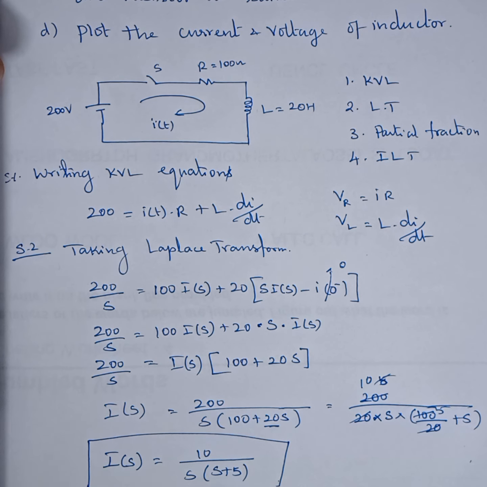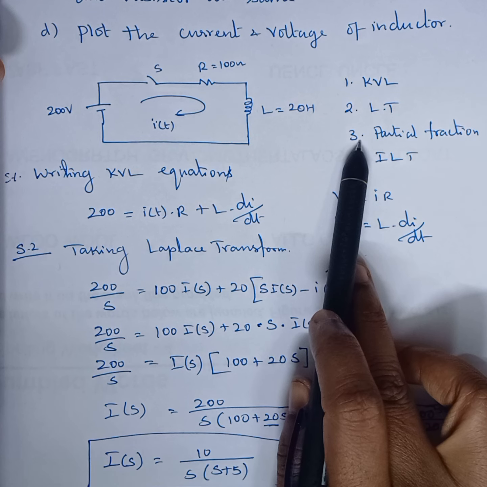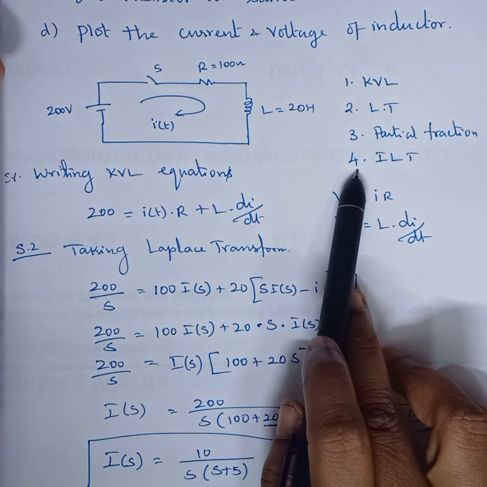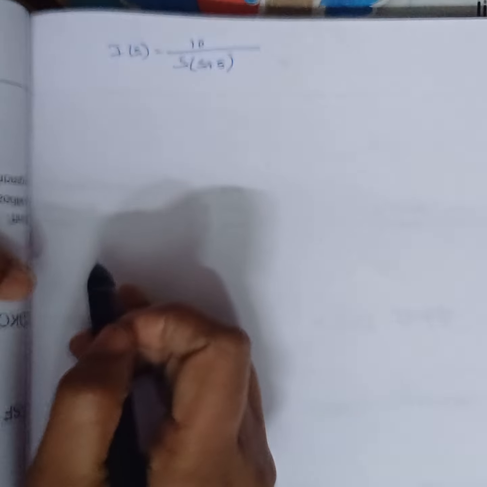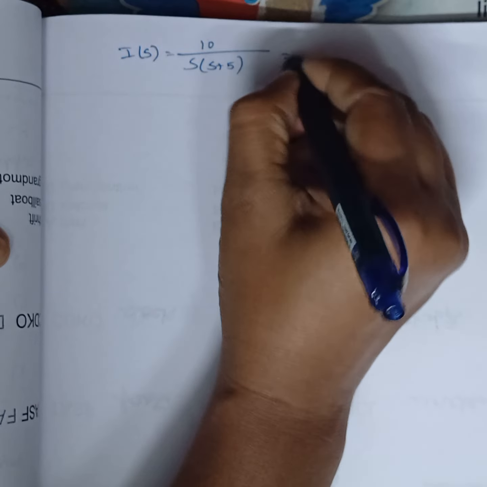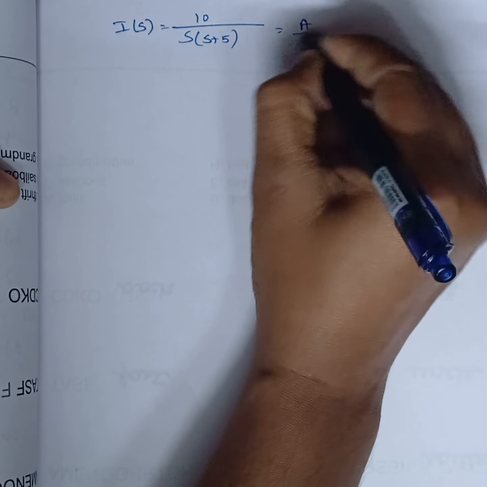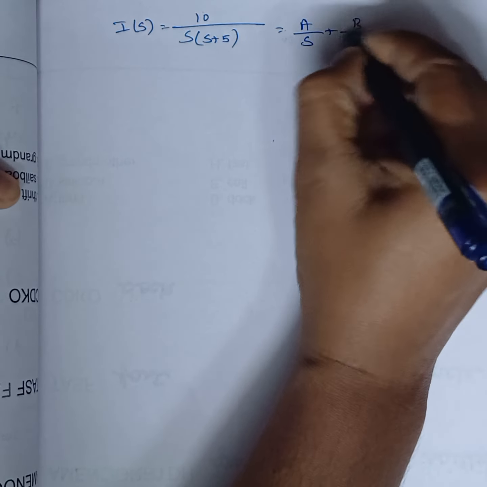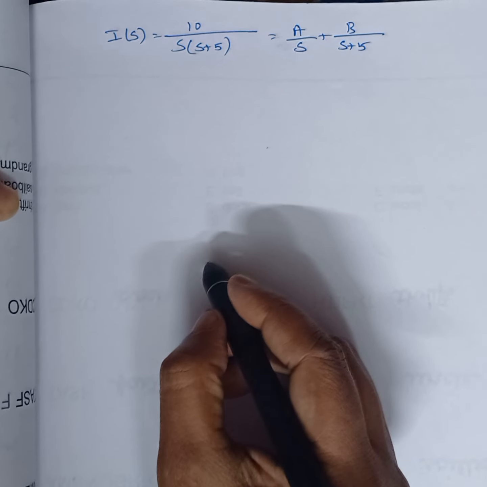So after this, what is the third step? We have to go for partial fraction, correct? The fourth step is inverse Laplace transform. Now as this has two distinct roots, how can I take the partial fraction as a by s plus b by s plus 5? So I have to find out the a value and b value.